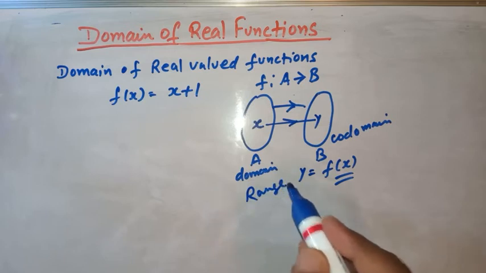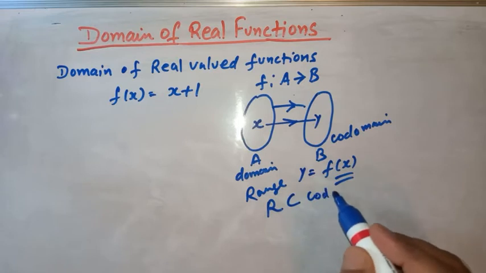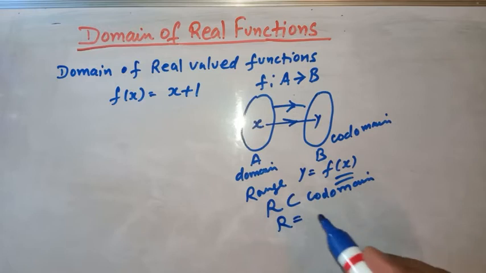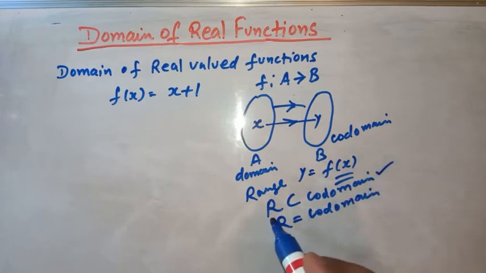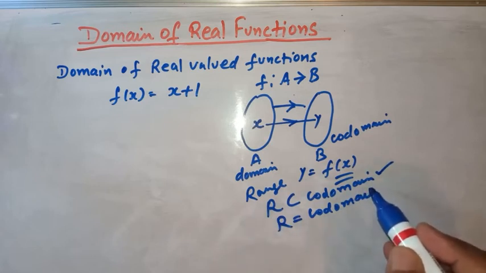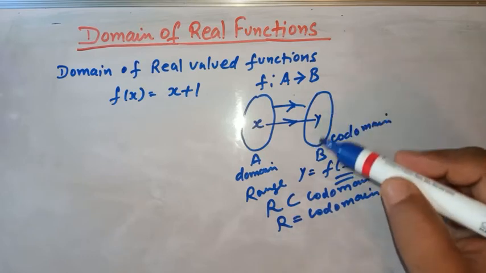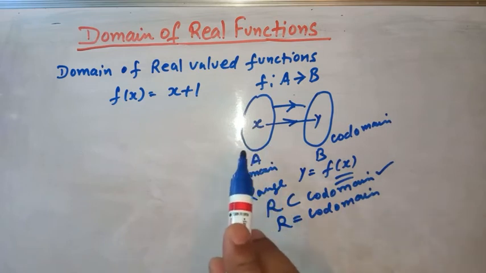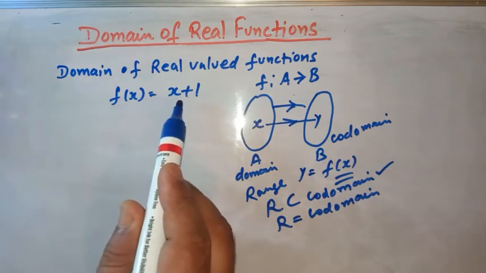Clear? So range is a subset of codomain, and in many cases the range is equal to codomain, but generally range is a subset of codomain. When range is a subset of codomain, there may be some elements in set B which do not have any pre-image in set A. Clear? So let us see this function f(x) is equal to x plus 1.